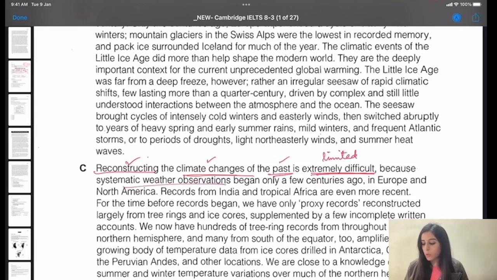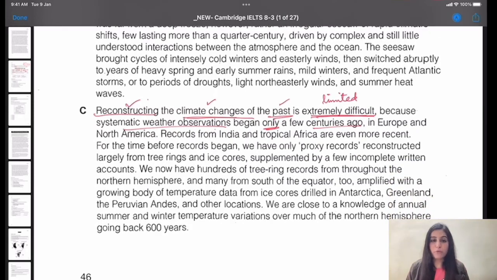Because systematic weather observations began only a few centuries ago. Systematic weather observations use satellites and everything, which was not happening before. So, records, again, this should ring a bell that here we are documenting something. There is some documentation from India and tropical Africa that is even more recent. For the time before records began, we have only proxy records. Proxy records are kind of fake records, or records that are not very concrete. Reconstructed largely from tree rings and ice cores, supplemented by a few incomplete written accounts.